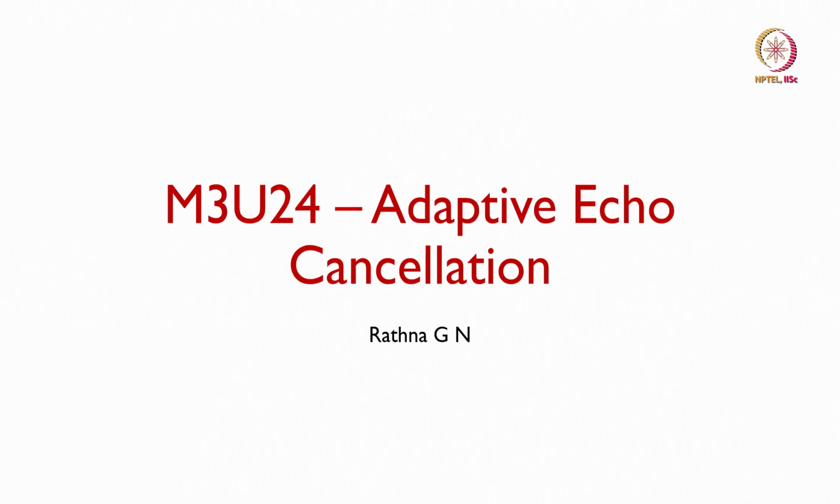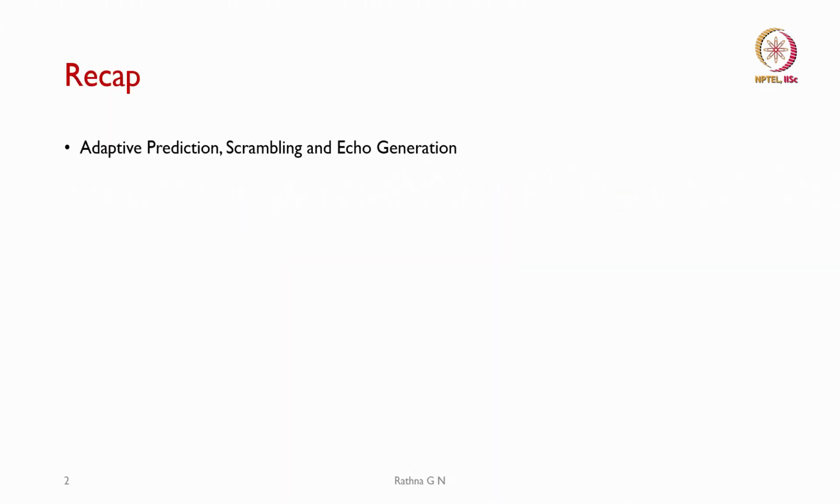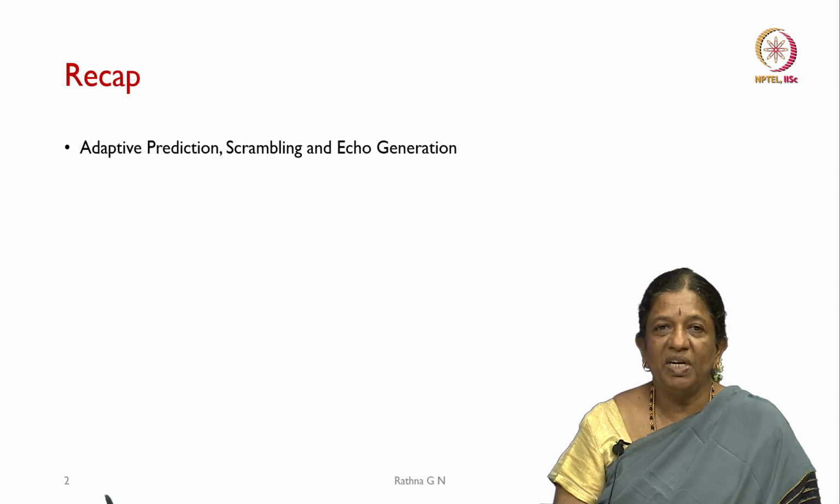In the last class we discussed how to do the prediction, and we saw scrambling. Why do we need it? To protect our own voice or audio files from misuse. We can do the scrambling and then send it only to people who are connected with our network.